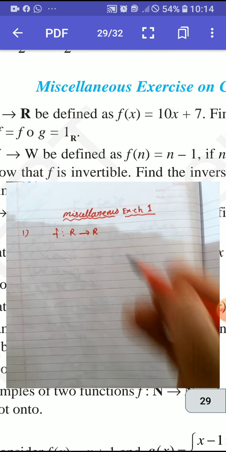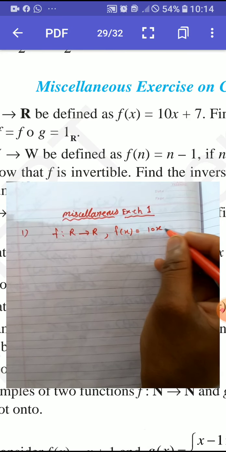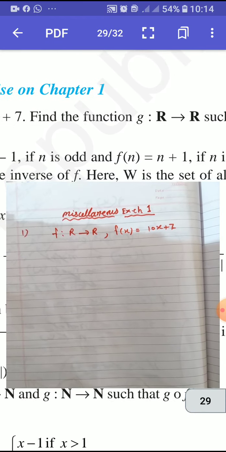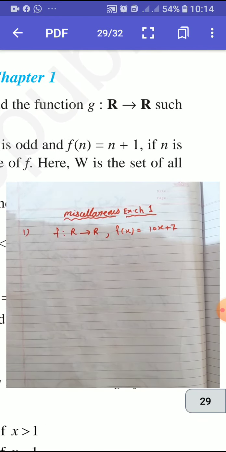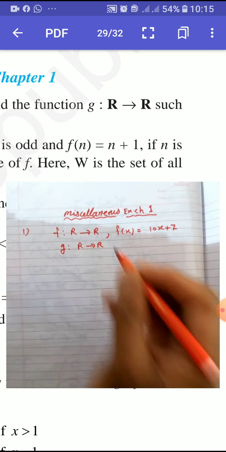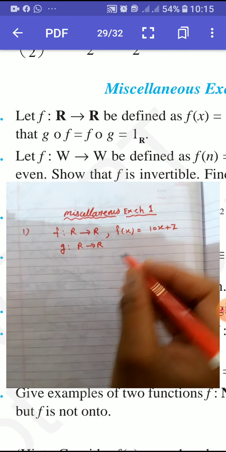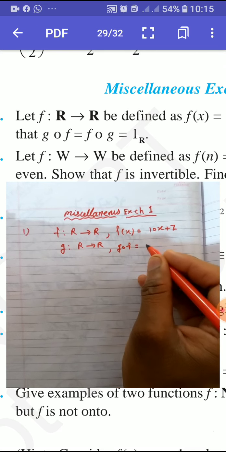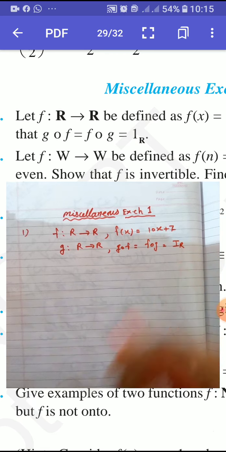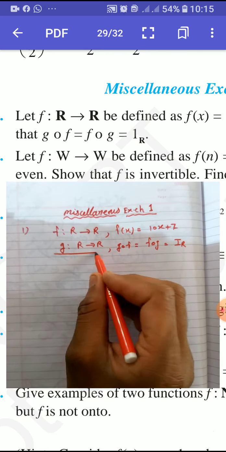Define f(x) = 10x + 7. You have to find the function g. Find the function g, the function g from R to R, such that gof = fog = identity function I_R. Right? So my dear student, we have to find out the function g.